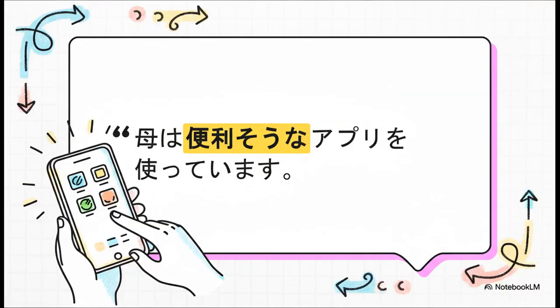All right, how about our na-adjective? Let's say you look over and see your mom using an app. The layout looks clean, there are all these helpful-looking buttons. It just gives you the impression of being really convenient. So you'd say, Haha wa benri sō na apuri o tsukatte imasu. See? You've just perfectly described the app's appearance and your impression of it.